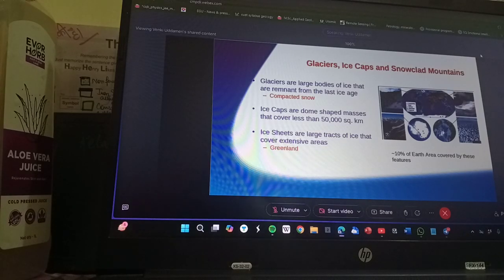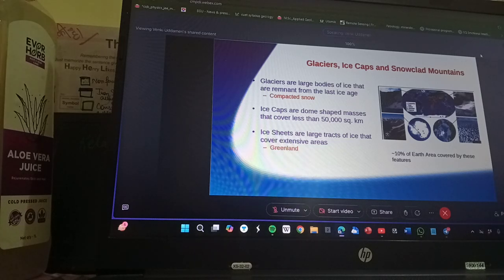Recently, as Sinha sir said, they are receding at a very rapid rate. So when we talk about glaciers, we also talk about ice caps. Ice caps are essentially smaller glaciers, if you may. These are dome-shaped masses. So you can think of a glacier being made up of multiple ice caps. They typically cover less than 50,000 square kilometers or so.